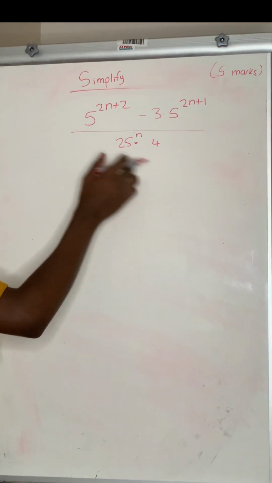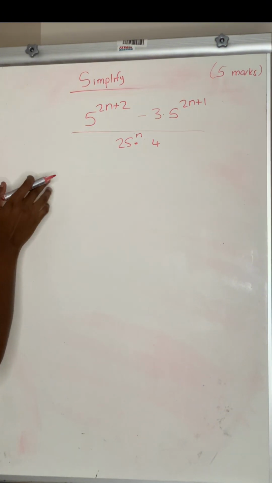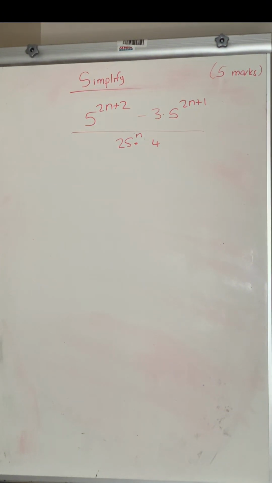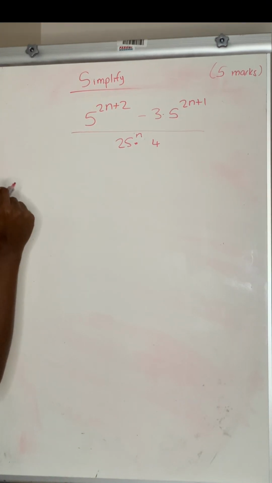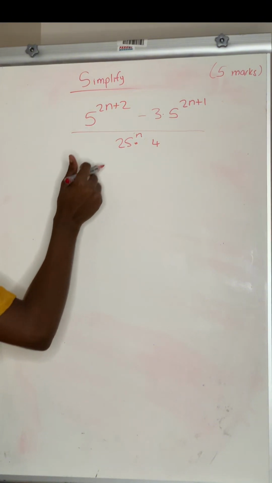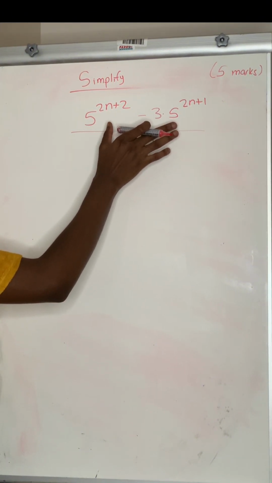So let's now simplify 5 exponent 2n plus 2 minus 3 times 5 exponent 2n plus 1, all of that divided by 25 exponent n times 4. Now, when dealing with exponents, the most important thing is to check if all of these numbers have been changed to what we call their prime bases, okay? And looking at the numerator, all of this has been changed to their prime bases.